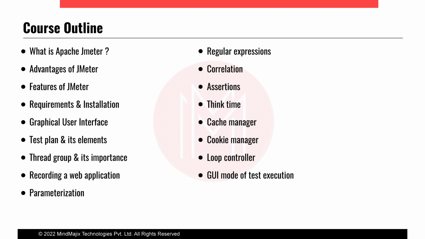Once we record the application, as I said, we are going to do enhancements along with customization of the application. Parameterization, along with regular expressions and correlation, all come under customization and enhancements. These things we will discuss. These are the main parameters for scripting any application. Next, we are going to give assertions, which we can call page verifications in JMeter, to check whether the page is successfully loaded or not. Think time, along with cache manager, cookies, loop controllers, GUI mode execution, and non-GUI mode execution: all these things we will discuss in our course.